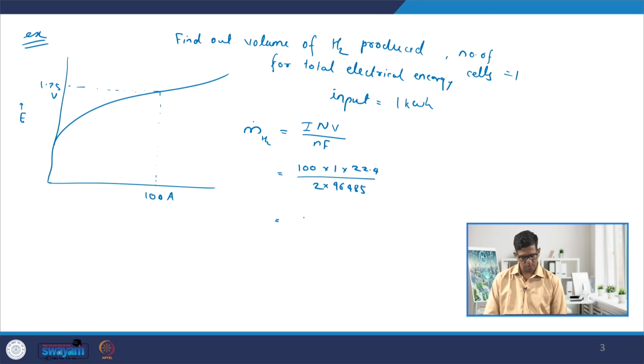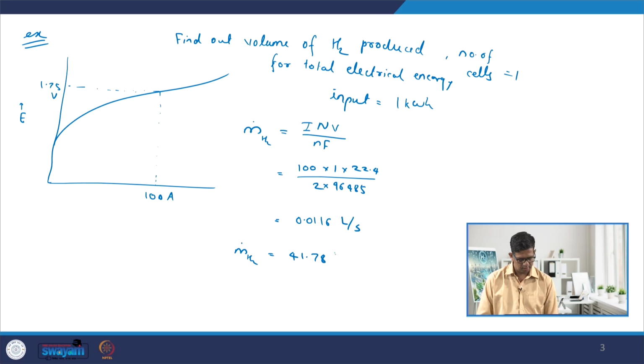So, that comes close to 0.0116 liters per second, which if I convert into an hourly basis, because the energy input is in kilowatt hour. So, let us first find out the volume flow rate of hydrogen produced. It is somewhere around 41.78 liters per hour.